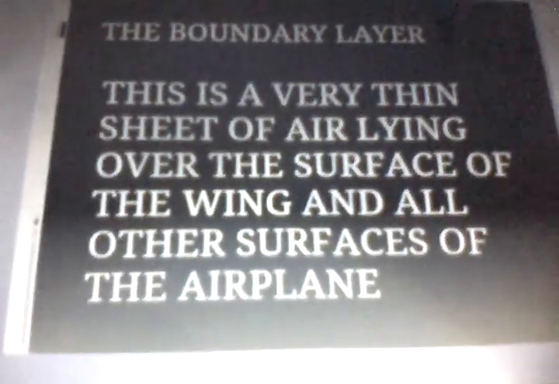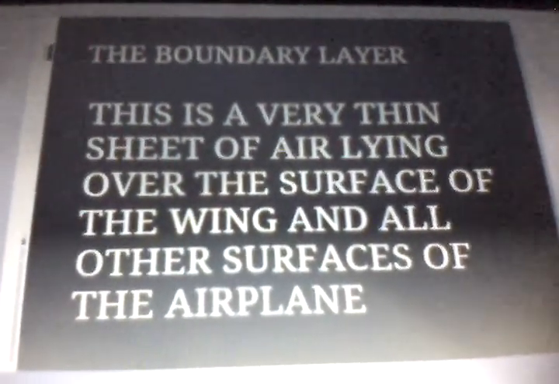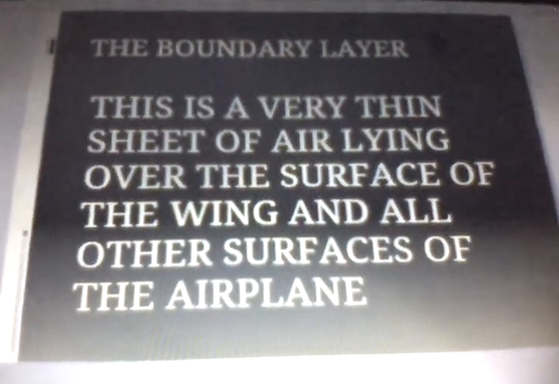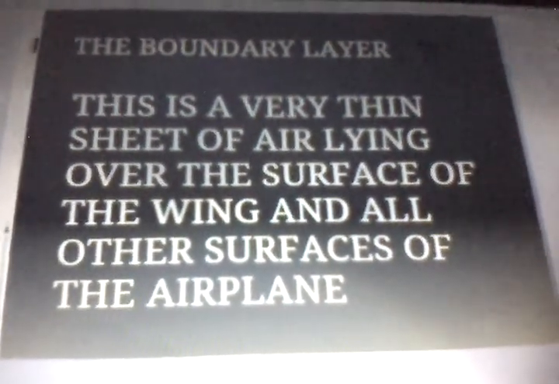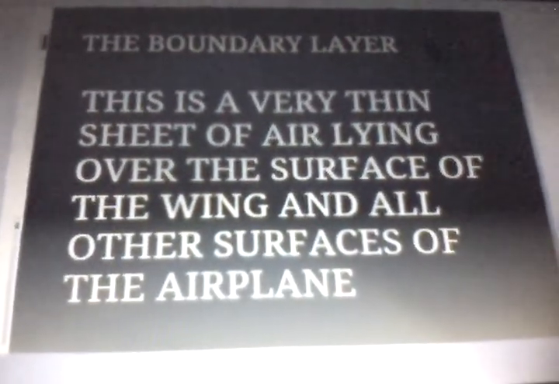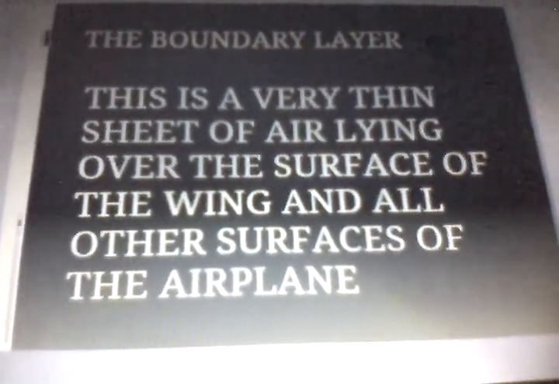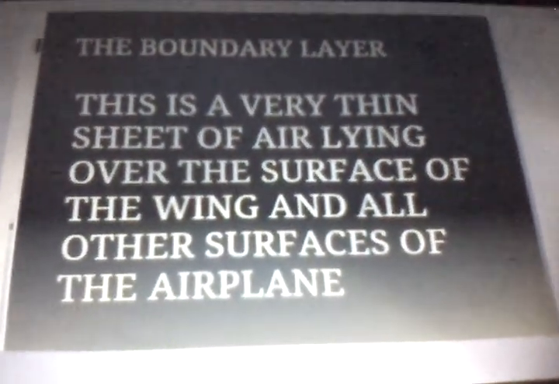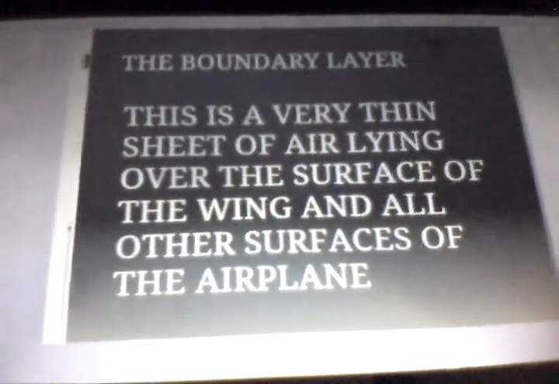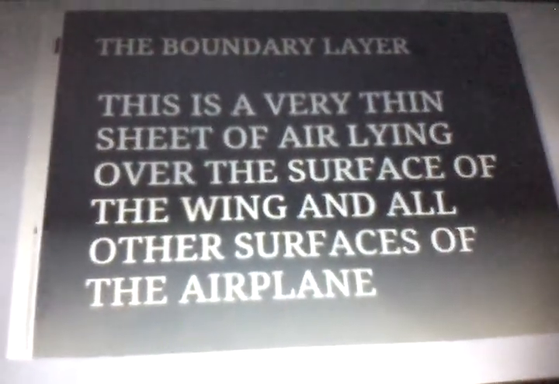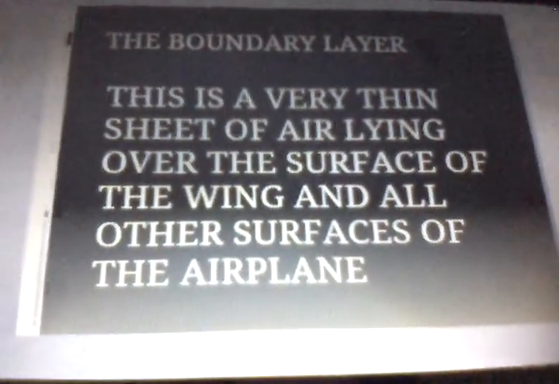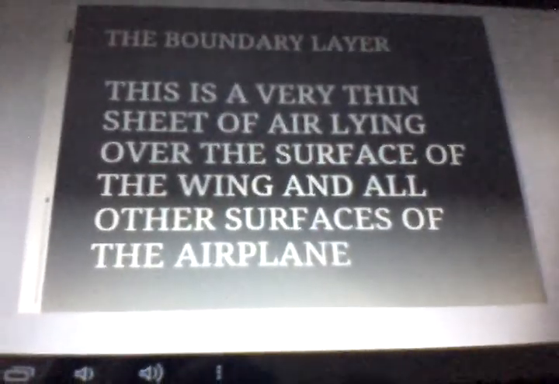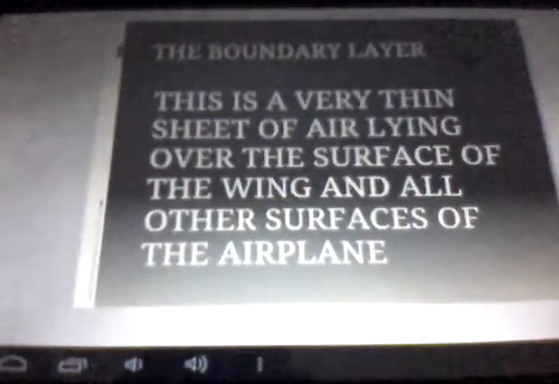So we have the boundary layer here. This is a very thin sheet of air laying over the surfaces of the wing and all other surfaces of the airplane, and that's what they call boundary layer. So if a question comes up about the boundary layer, just think about a very thin sheet of air laying over any part of the surface of the airplane, and especially the wing, and especially the main part is at the wing. That's where we're going to go now, looking at the parts of the boundary layer.